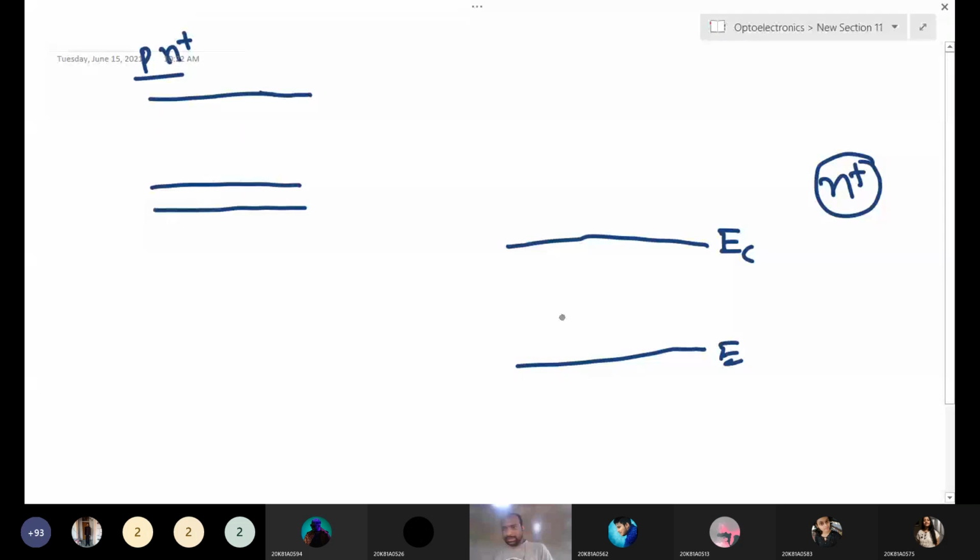Suppose you draw an n-type semiconductor, and n plus is the highly doped one. What is the difference between these two semiconductors? How will the Fermi level change in these two semiconductors if doping is increased?